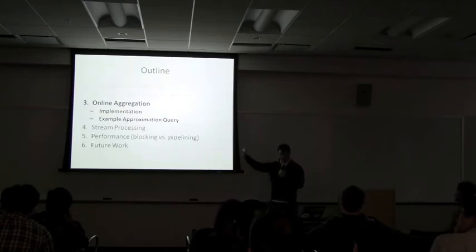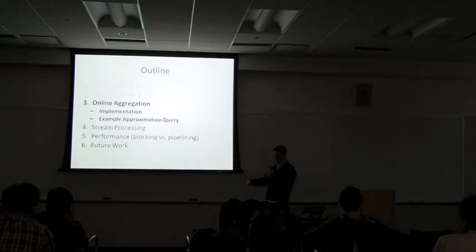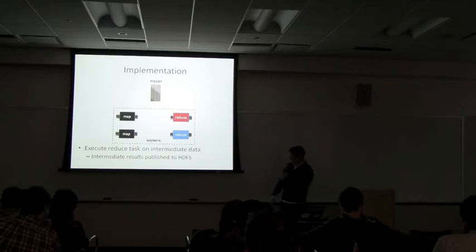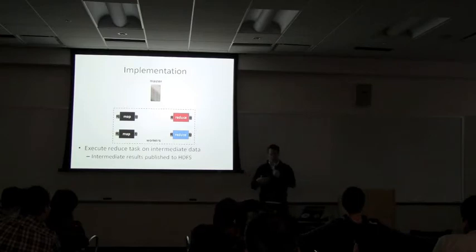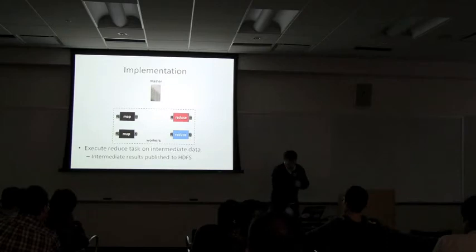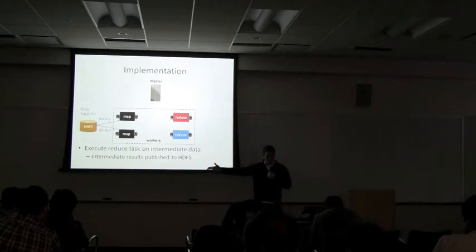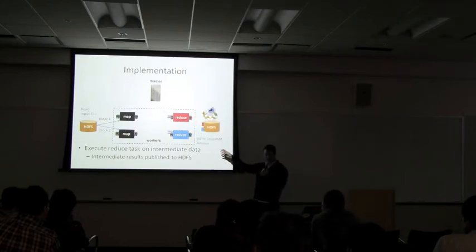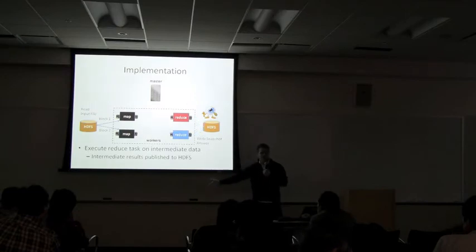So let me go into online aggregation. I'll give you a brief look at the implementation, and I'll show you an example approximation query. So for the implementation, all we're going to do is execute the reduce task on the intermediate data that we've received so far, and then publish that result to HDFS. So the maps are going to read their input from HDFS just like they did before. When the pipelining starts, as soon as it gets data on the other side, we're going to simply run the reduce function and export that result to HDFS.